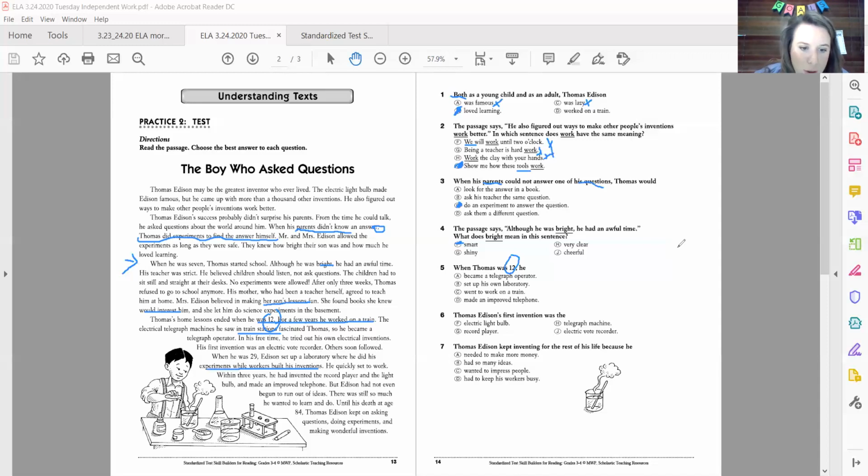For a few years, he worked on a train. So when he became 12 to about 14, he worked on a train. So there you go, that was directly in the text.